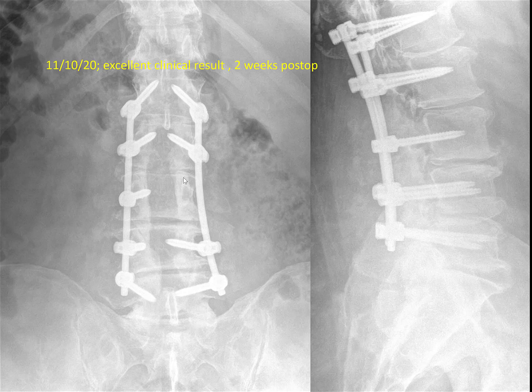He went home post-op day 2, he felt great. His weakness, completely gone. I mean, it's unbelievable results. He was walking around right away. I saw him at 2 weeks and he felt great. So these are his x-rays.